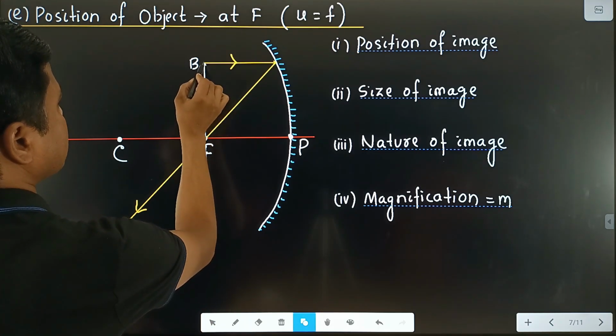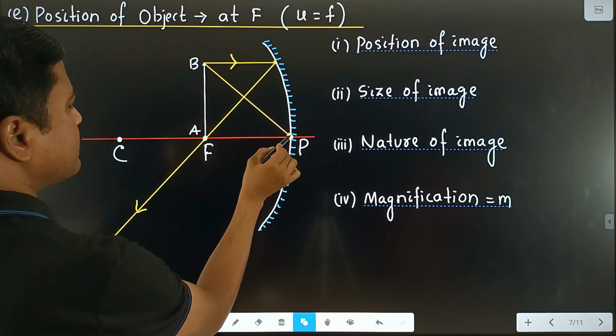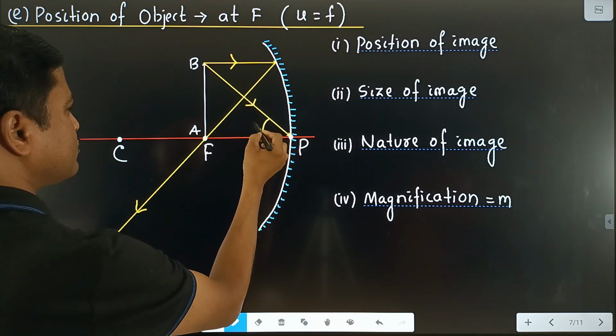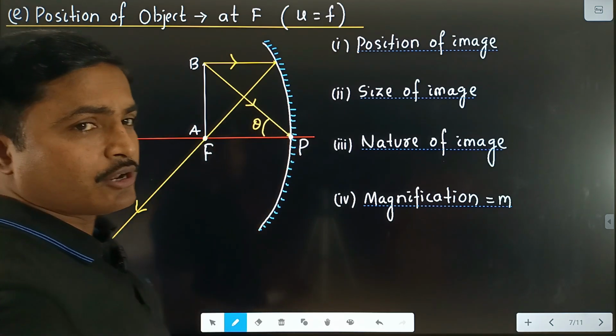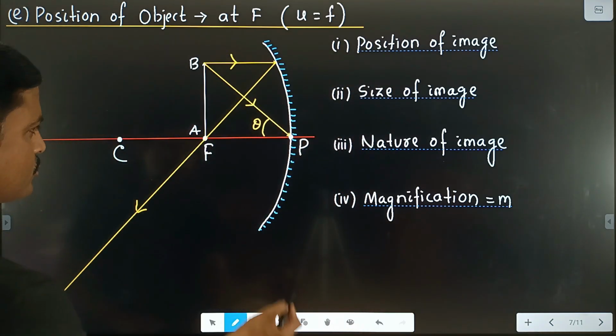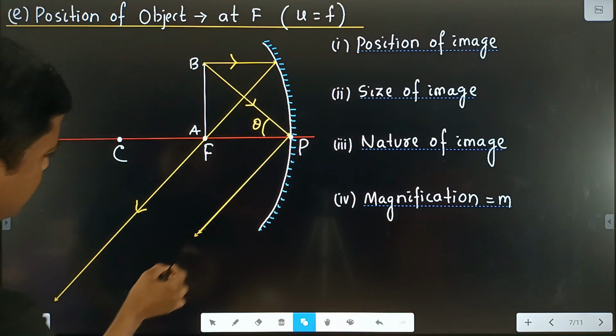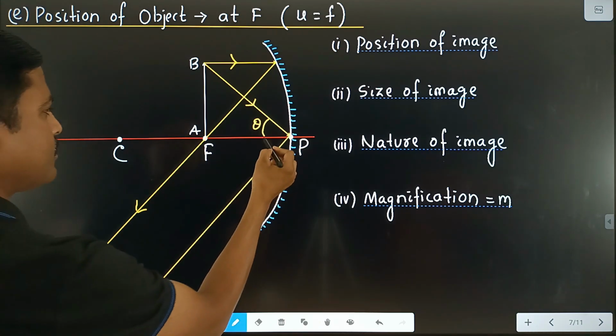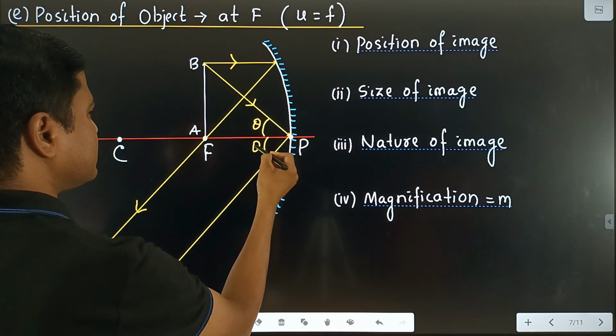Similarly, another incident ray moves towards the pole with angle of incidence, suppose theta, and with an equal angle the ray is returned back into the same medium. So we draw the reflected ray. This one is the reflected ray. Clear? And this is the angle of reflection, that is also theta.